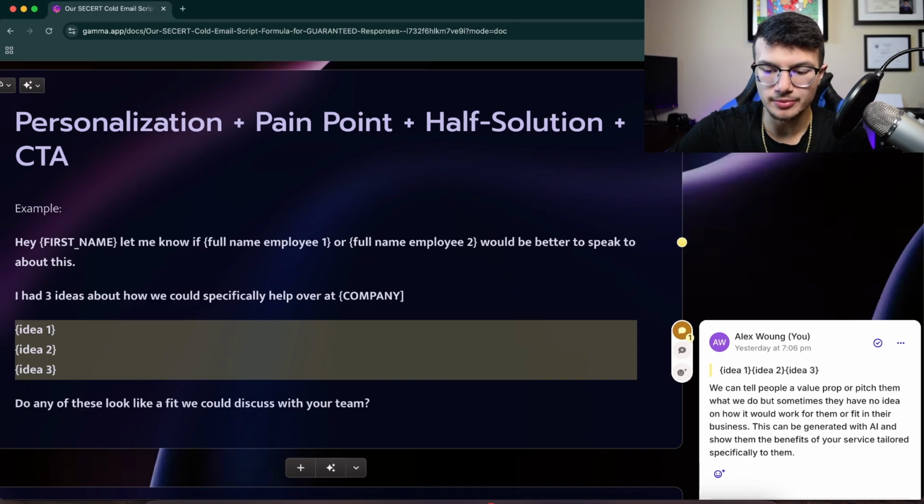We can tell people a value proposition or pitch them what we do, but sometimes they have no idea on how it works for them or fits in their business. If you are an agency who relies specifically on SEO or word of mouth or referrals only, trust me, I've talked to a ton of you. Getting into the outbound outreach might seem like a very scary world, and the reality about it is that a lot of you either don't know the benefits of it or how it could help.